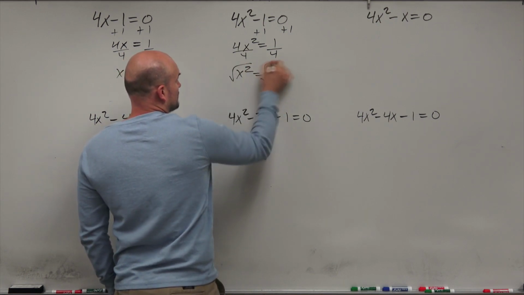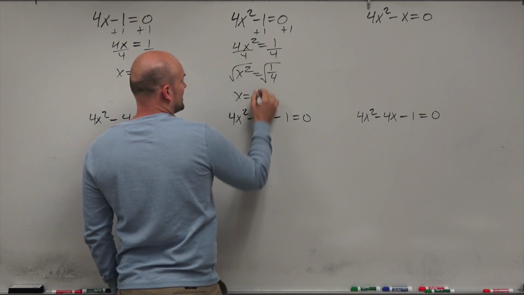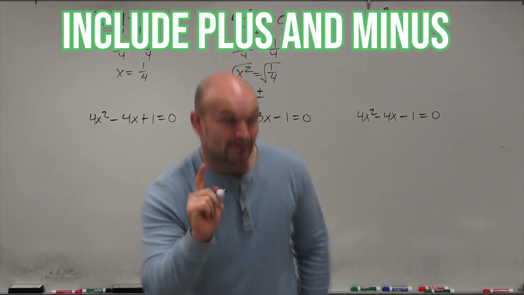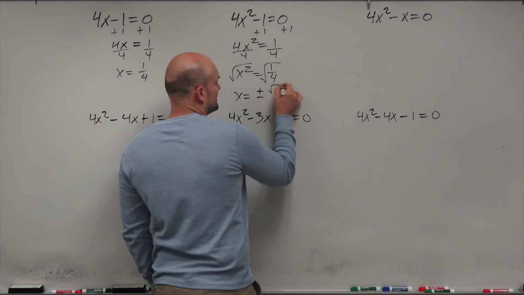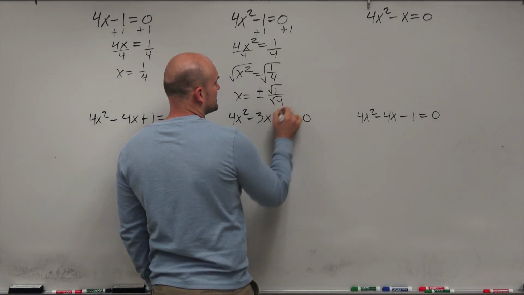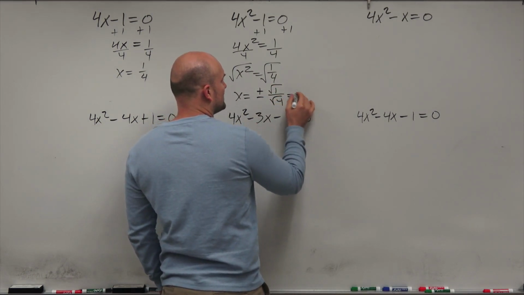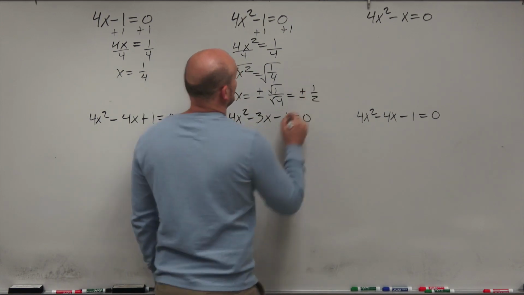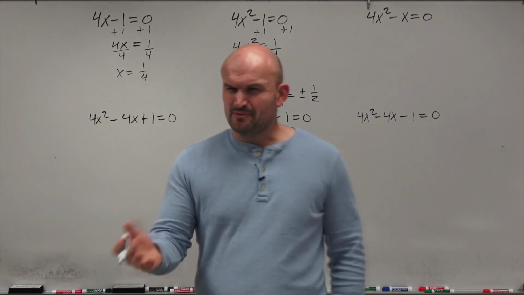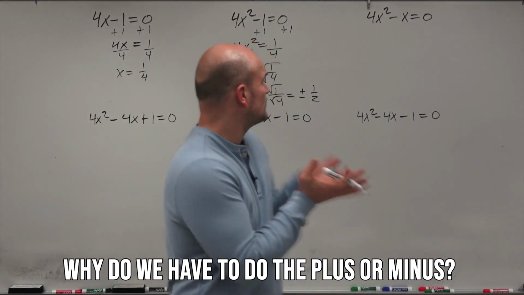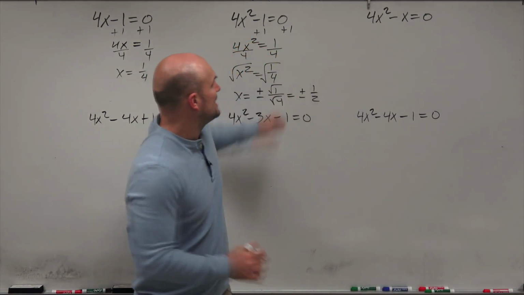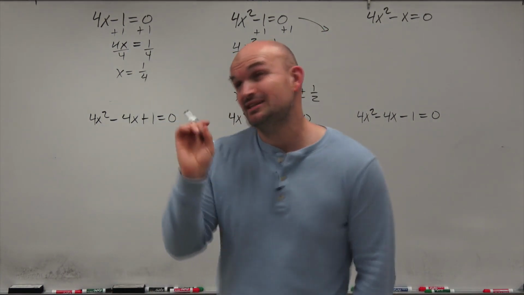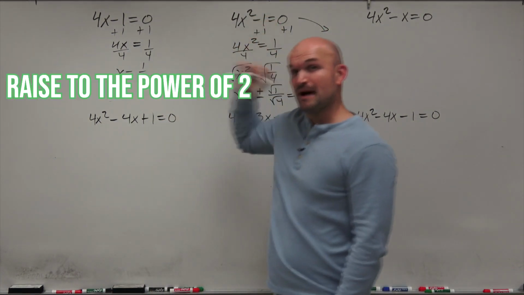Then I introduce the square root, and x equals a plus or minus. Make sure you include the plus or minus. I will talk about that in just a second. Now we can break up the square root using our rules of radicals. And therefore, that's going to give me a square root of 1 over the square root of 4, so that's going to be a plus or minus 1/2. Now, some people might say, well, why do you have to do the plus or minus? Where did that come from? I'll talk about that here in just a second. But the main important thing is there's a difference here. It's being raised to the power of 2.